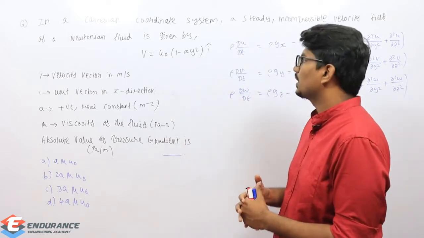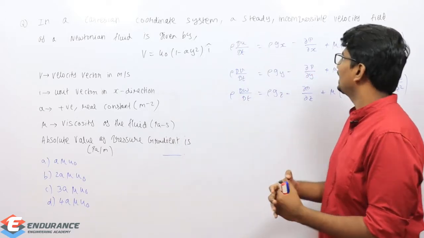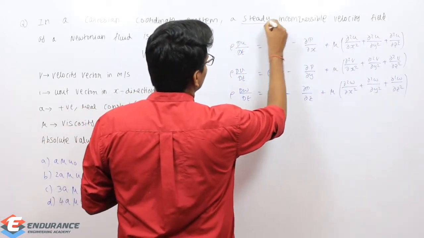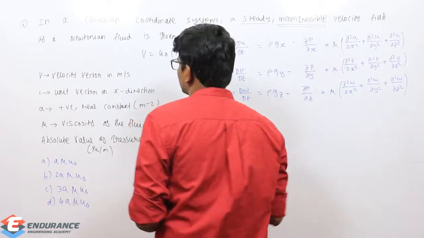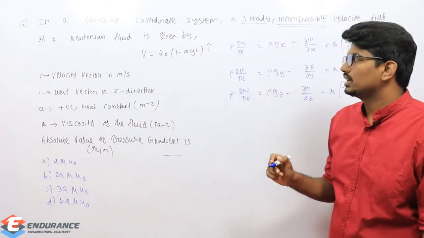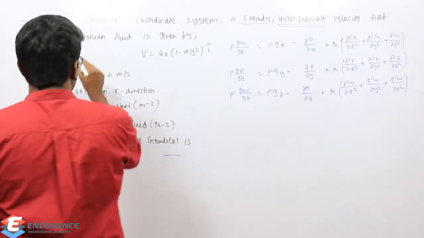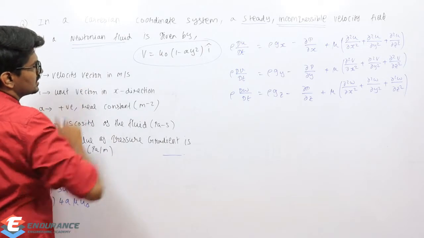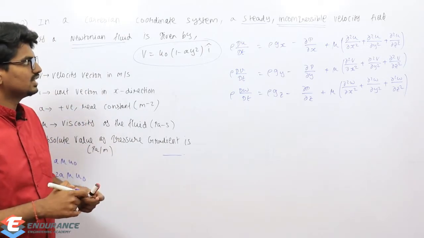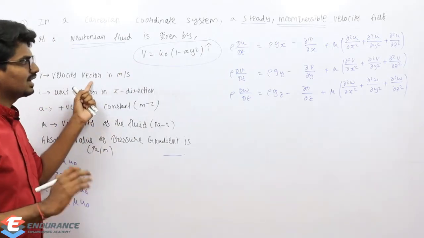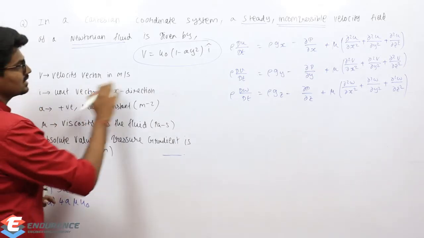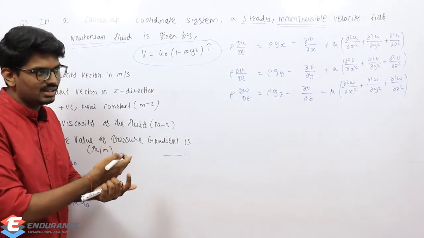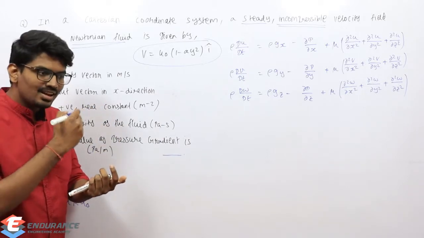So in a Cartesian coordinate system, a steady incompressible velocity field. They have given it is steady and also they clearly mention it is incompressible, of a Newtonian fluid. They said it is a Newtonian fluid also, and they have given the velocity field. Now the first thing to notice in this velocity field is that this is the complete velocity vector, and i is the unit vector in x direction. So this is going to be only a one dimensional flow.